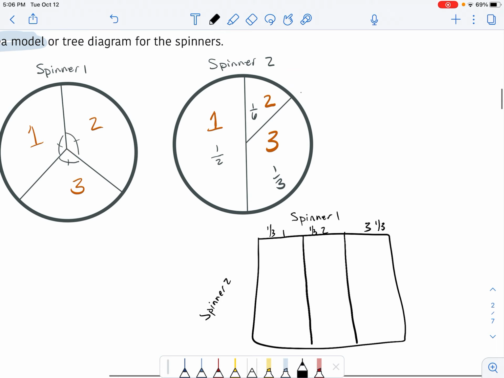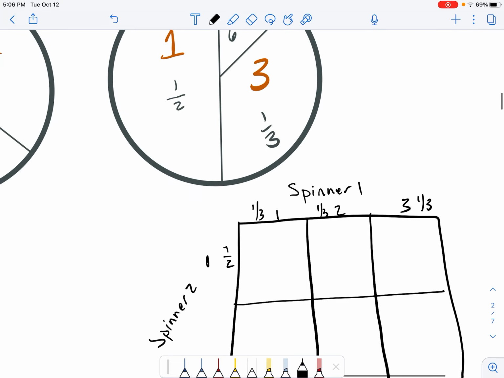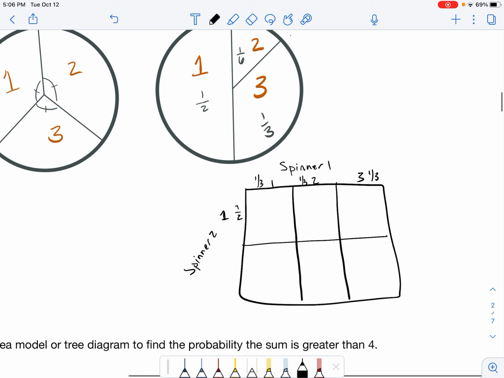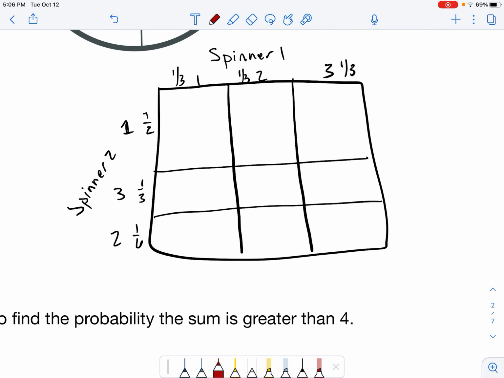And then for spinner 2, I'm going to label 1, 2, and 3. 1 looks like it's a half. So again, I'm labeling the probability and the outcome. 2 is, let's see, then I have 3, which is a third, and 2, which is a sixth. Okay, then to complete this area model, I need to fill in the probabilities on the inside.